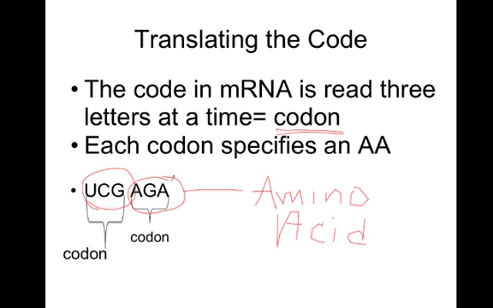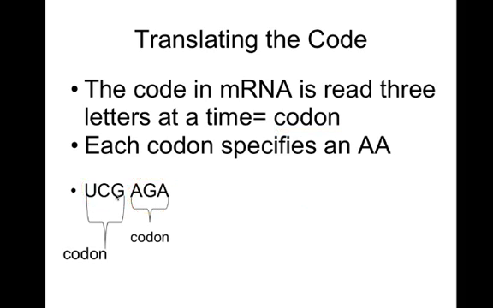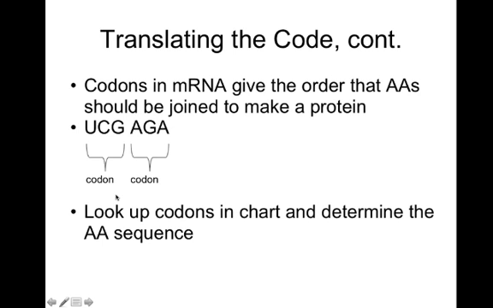So the amino acid formed by AGA will probably be different than the amino acid formed by UCG. We'll learn more about that later. Okay, now translating the code. Codons in mRNA give the order that the amino acids should be joined to make a protein. So you're going to get to look up some codons in the chart and determine the amino acid sequence.